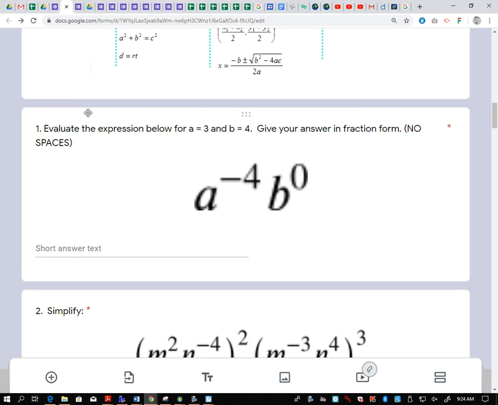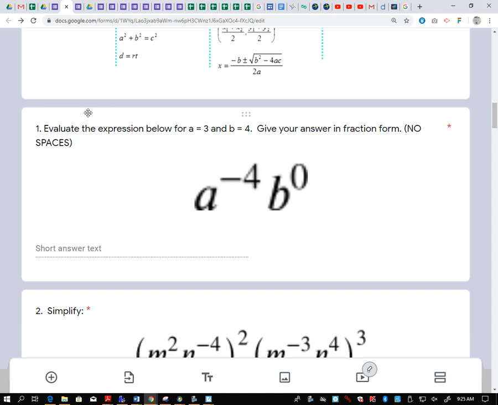Okay, this is our Algebra 1, test 1 through 60 review. We're going to try to cover as much of this as we possibly can. So just going straight down through here, it says evaluate the expression below for A equals 3 and B equals 4. Give your answer in fraction form. There should be no spaces.